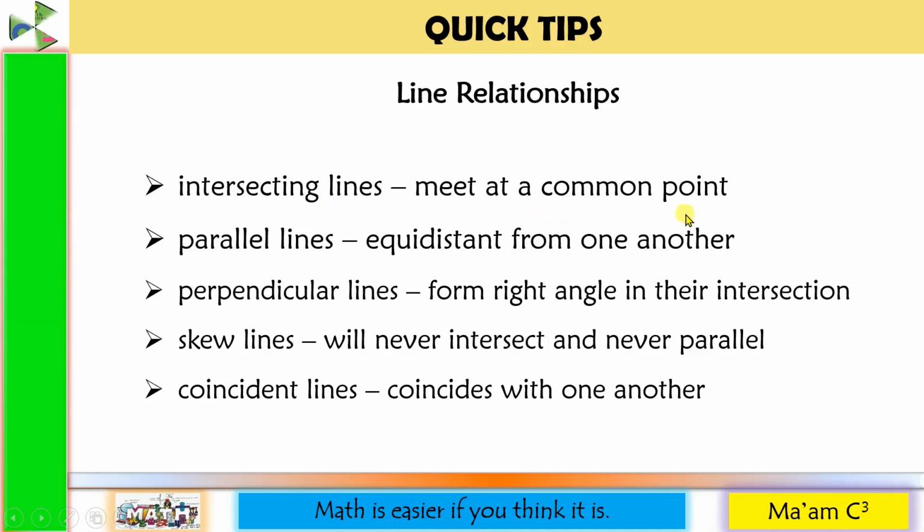Quick tips about line relationships. Intersecting lines meet at a common point. Parallel lines are equidistant from one another. Perpendicular lines form a right angle in their intersection. Skew lines will never intersect and are never parallel. And coincident lines coincide with one another.